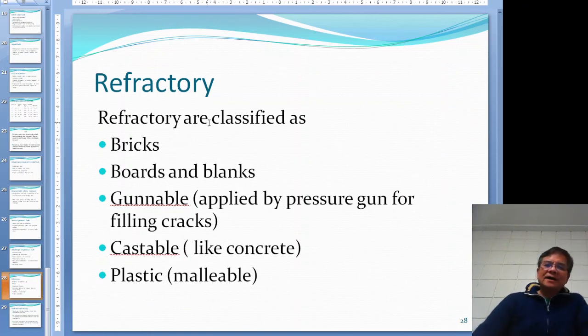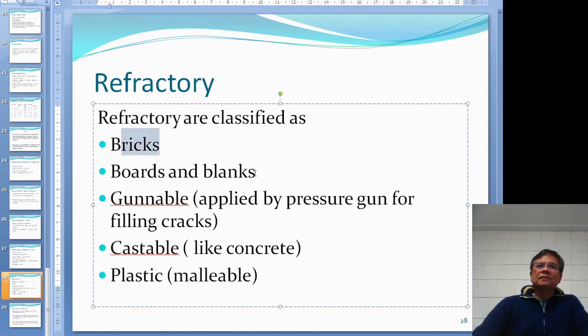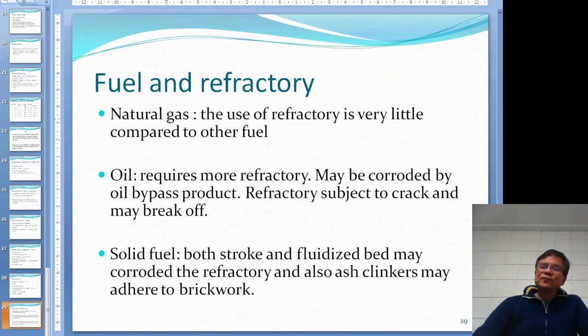Now the refractory is an insulation material with really high insulation value. We use a lot of them in the furnace. It could be in the form of brick, a board or blanket, or just like the gunnable. That means you have something like a grease gun, and you can squeeze it into the crack or something like that. Castable is just like concrete. You cast it or put a layer on top or something like that, and it could be malleable too. Now, for different types of fuel, the requirements of the refractory are different.